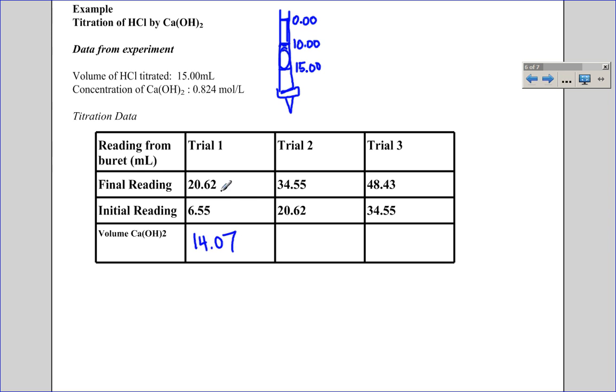the amount of solution that was added from the burette, 20.62 minus 6.55, is 14.07. In this case, we've added 13.93. And in this case, we've added 13.88 milliliters. Now, what you want is for your data to be quite precise. And these are reasonably precise in terms of their closeness.